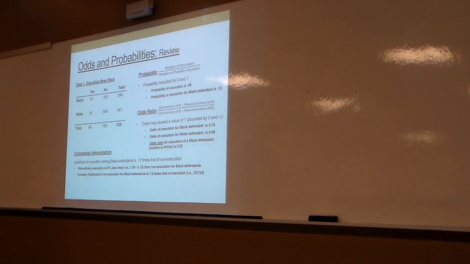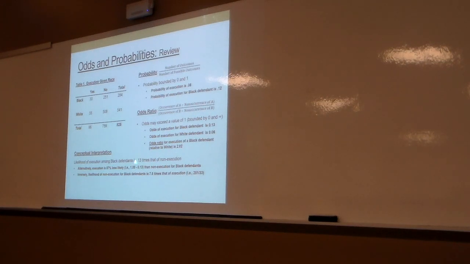Okay, so basically what we're saying, if I've got an odds of 0.13, it's saying that the odds of this happening versus this happening are a fraction of the other. And so sometimes odds can be difficult to express in a way that's intuitive. So what we could do is talk about this in percentages of likelihood. We could say execution is 87% less likely than non-execution for black defendants, right?